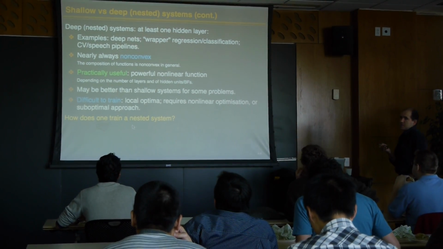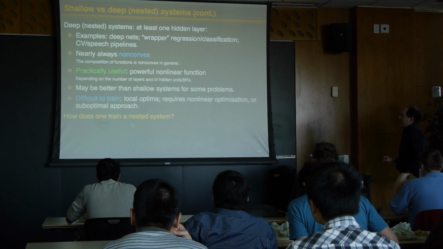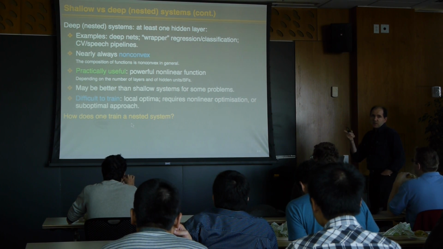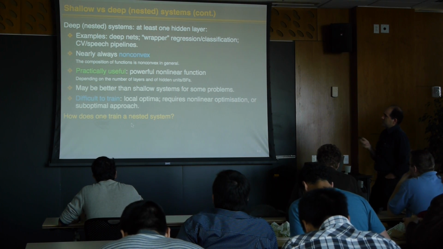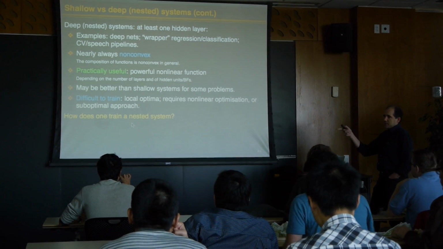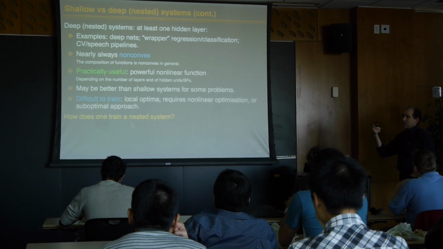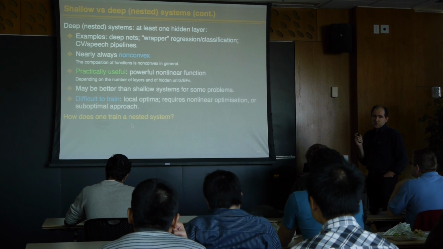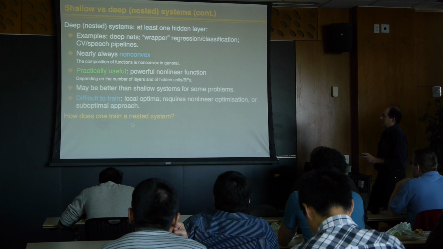Okay, and then deep systems are systems that have more hidden layers, more than one. Examples are deep nets, deep regression or classification, which I will explain in case you have not heard of that, or the pipelines that I mentioned in computer vision and speech. These truly nested deep systems are nearly always non-convex, because the composition of functions most generally gives you non-convex functions. It's hard to get a convex function if you combine multiple functions by composition.